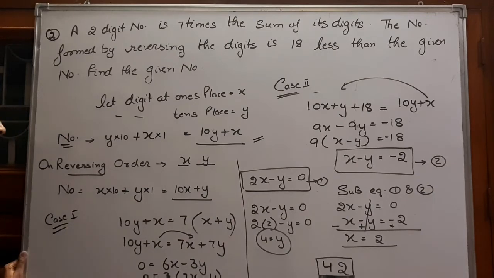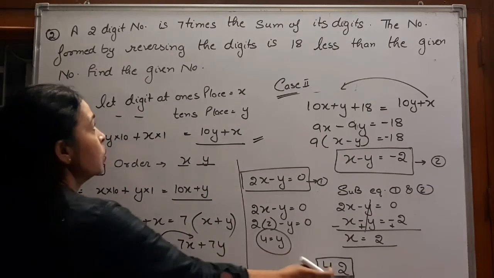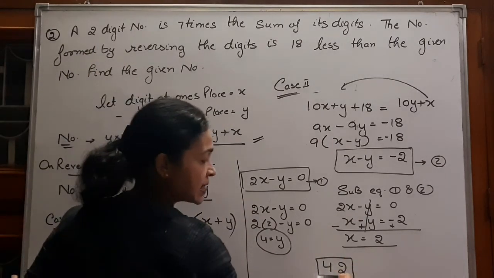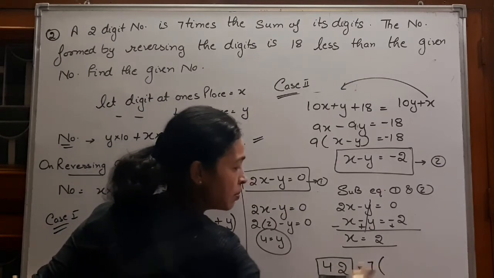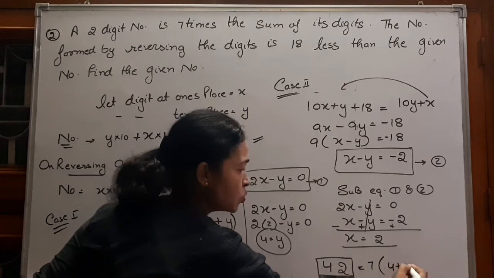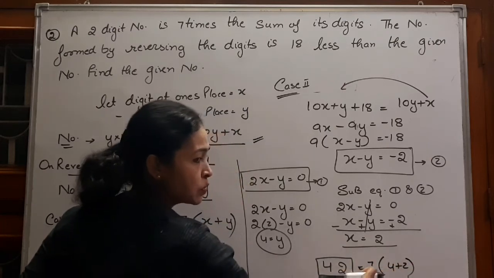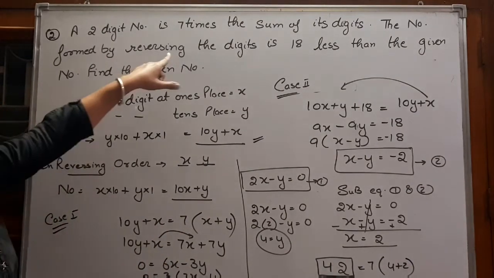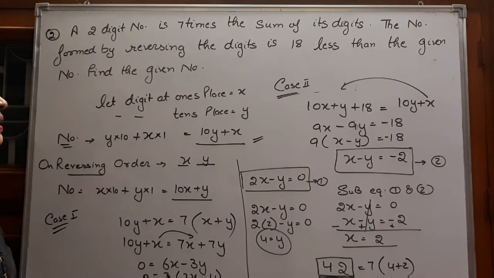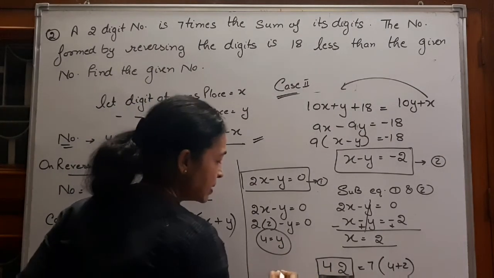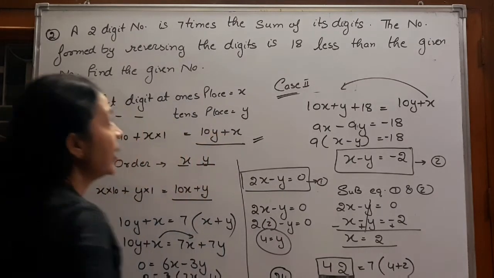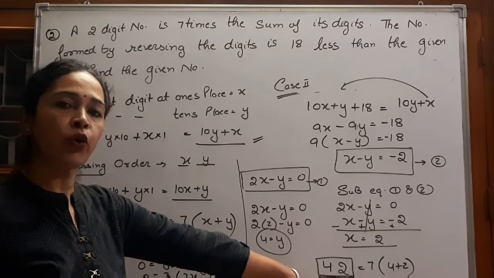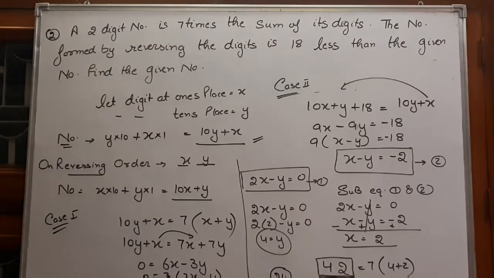Now let's check our answer. 42. The question was, a 2-digit number is 7 times the sum of the digits. The digits are 4 plus 2, 6. 42 equals 7 into 6, 7 sixes are 42. Then, the number formed by reversing the digits. If we reverse our digits, our number will be 24, and this 24 is 18 less than the given number, which is 42. Clear, Abhishek?